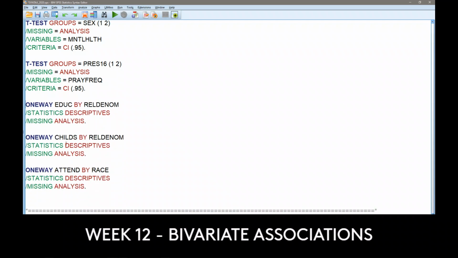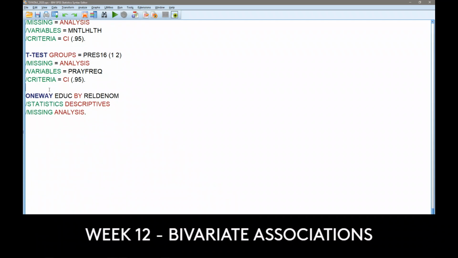Lastly, let's go ahead and cover the syntax to run an ANOVA. Again, remember the ANOVA is just like the t-test, except you can assess a categorical measure with more than 2 categories. The code for that is oneway. Then you want to put your continuous measure first, followed by your categorical measure. So I'm looking at the average level of education by religious denomination. Statistics, descriptives. The last line is indicating missing values.